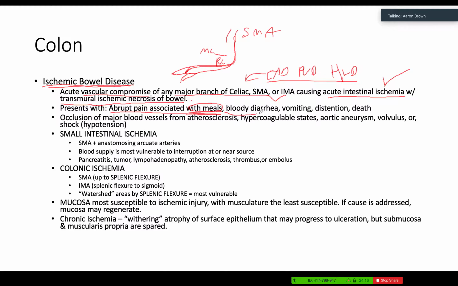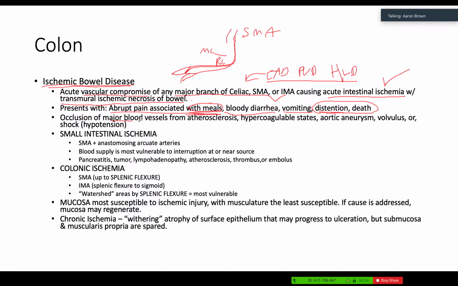Because we have dead bowel here, we may see some bloody diarrhea, vomiting. If we do not treat this, if we have dead bowel, we're going to have dead patient. This is a very dangerous diagnosis, and so we definitely need to take this patient to the operating room, open up their abdomen, and take out any dead bowel there.